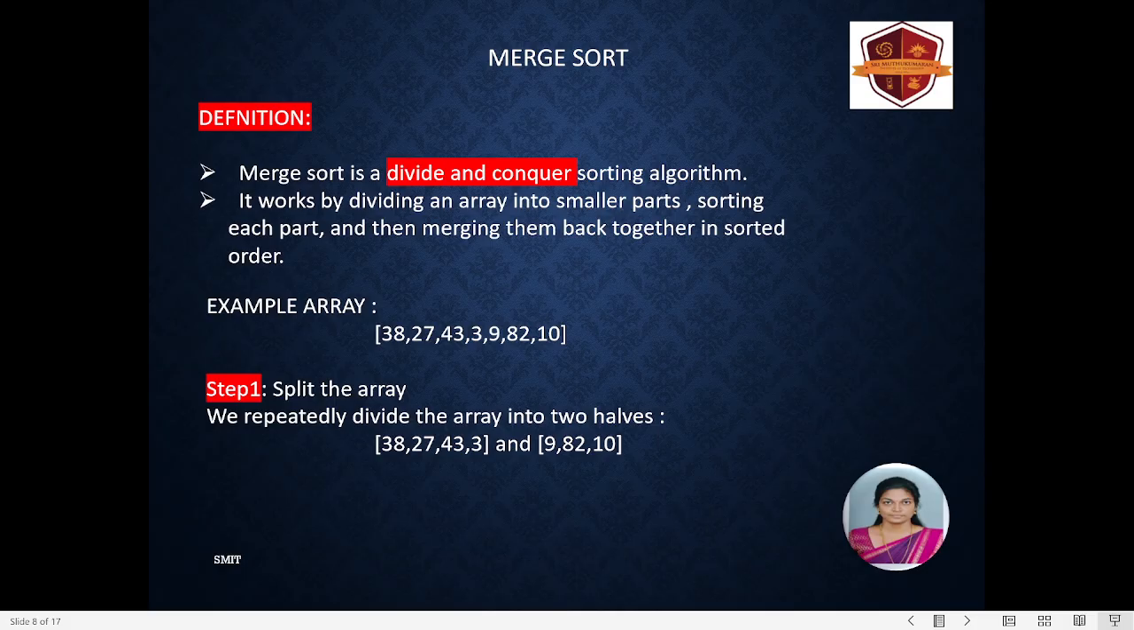Next, merge sort. We are going to see one algorithm called merge sort. Merge sort is a divide and conquer sorting algorithm. It works by dividing an array into smaller parts, sorting each part and then merging them back together in a sorted array. Simply say, it sorts in ascending order, smaller to biggest number.